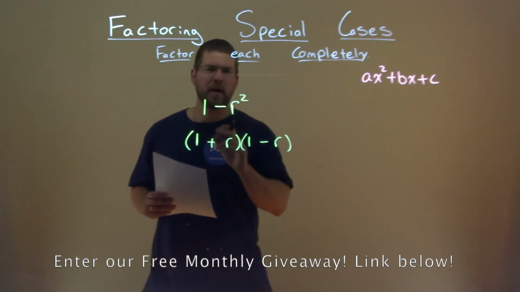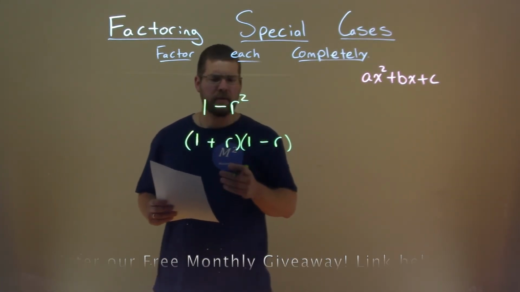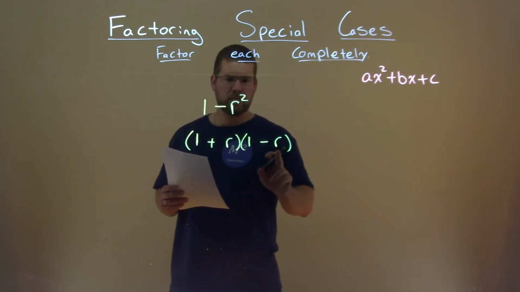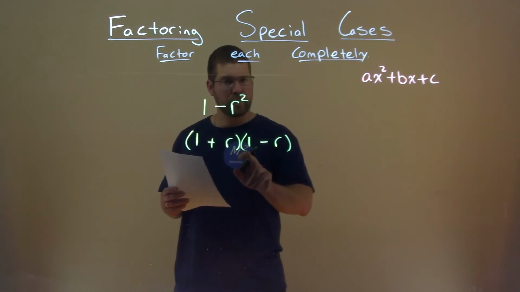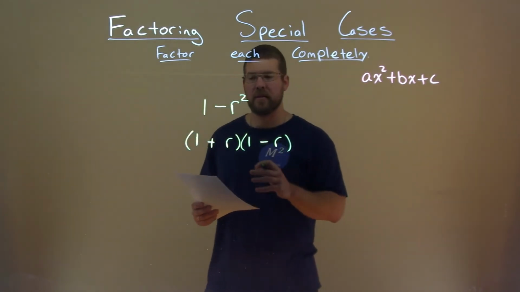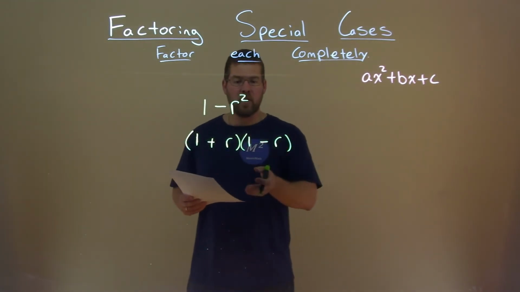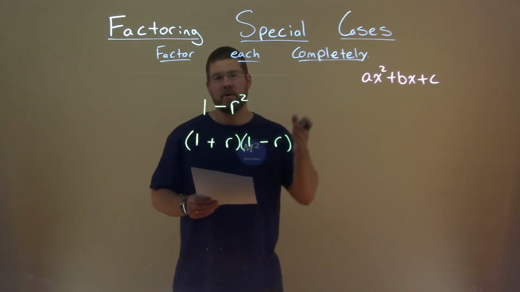Perfect. What about our b value? There's nothing in the middle. Well, watch this. R will be multiplied by negative r, and r will be multiplied by 1. When we add those two together, they cancel out, making it 0. So here we have our answer. 1 plus r times 1 minus r.